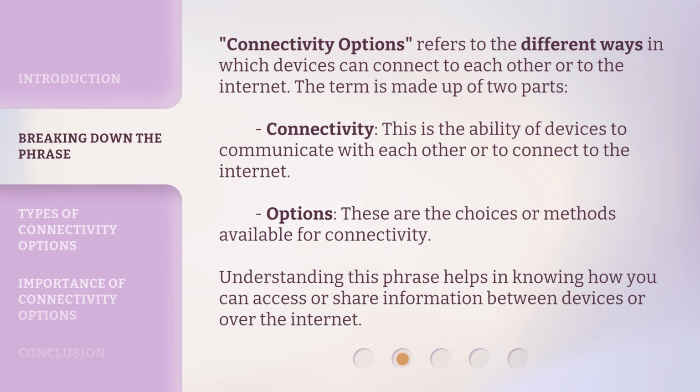Connectivity options refers to the different ways in which devices can connect to each other or to the Internet. The term is made up of two parts. Connectivity. This is the ability of devices to communicate with each other or to connect to the Internet. Options. These are the choices or methods available for connectivity. Understanding this phrase helps in knowing how you can access or share information between devices or over the Internet.